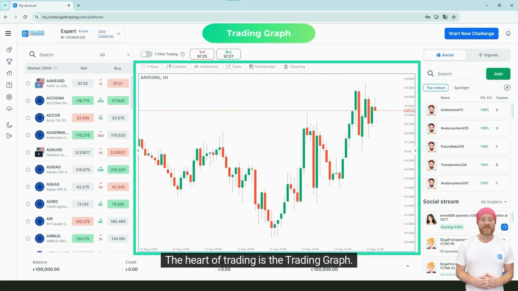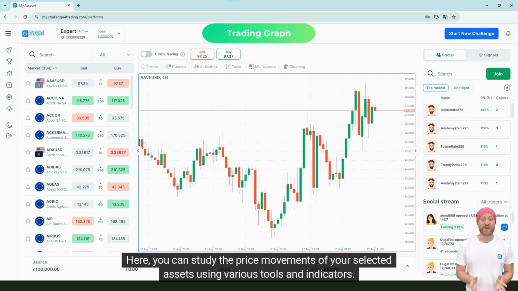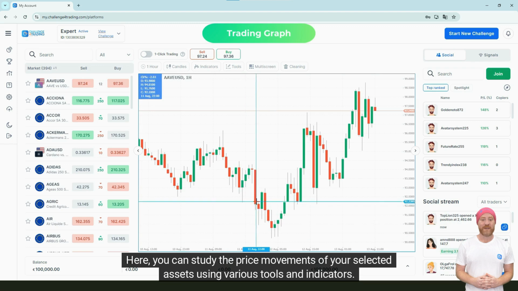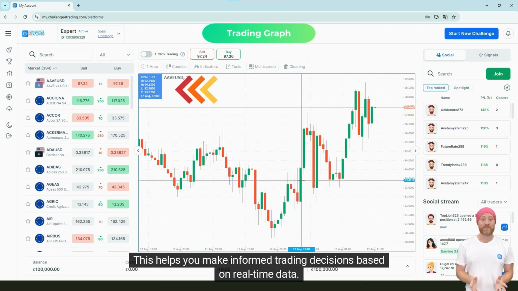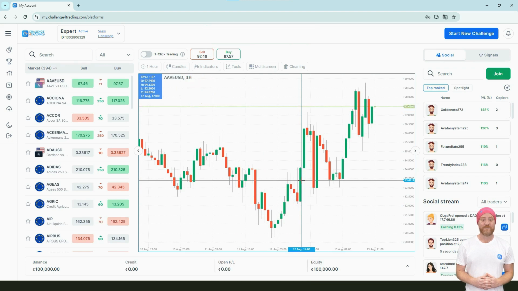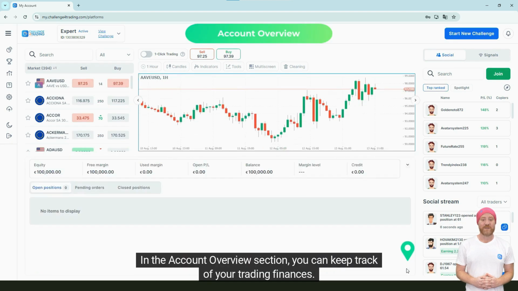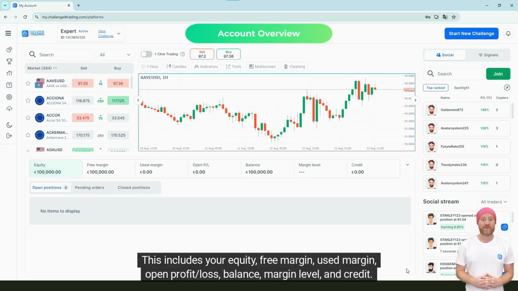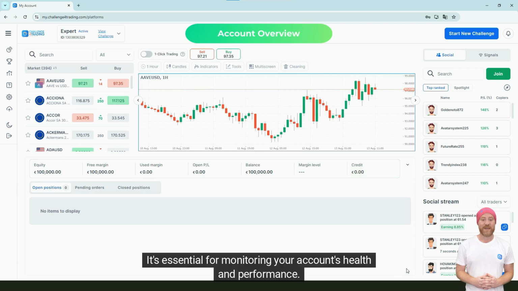The heart of trading is the trading graph. Here, you can study the price movements of your selected assets using various tools and indicators. This helps you make informed trading decisions based on real-time data. In the Account Overview section, you can keep track of your trading finances. This includes your equity, free margin, used margin, open profit loss, balance margin level, and credit. It's essential for monitoring your account's health and performance.